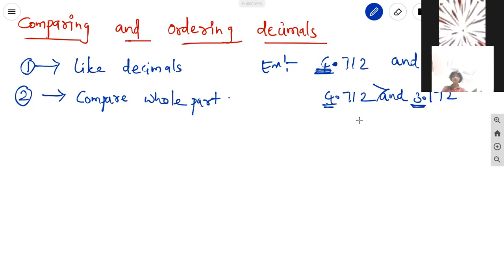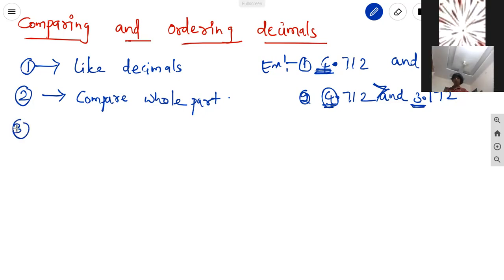Okay, like that. The number with the greater whole number part is greater. If the whole number part is greater in the second case, then 4.712 is greater. In the first example, the whole number parts are the same. In such a case, go for the third step.